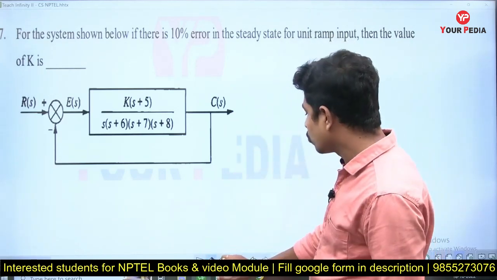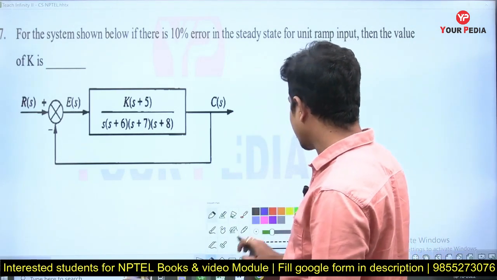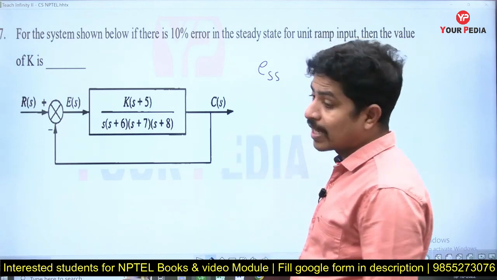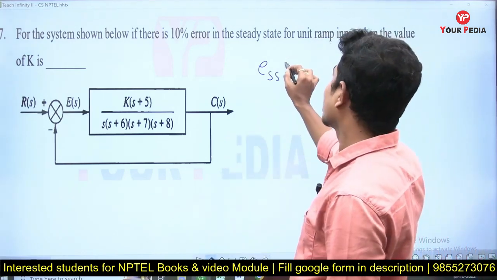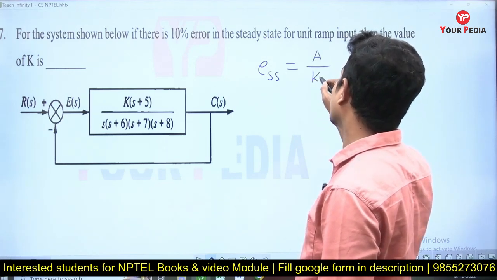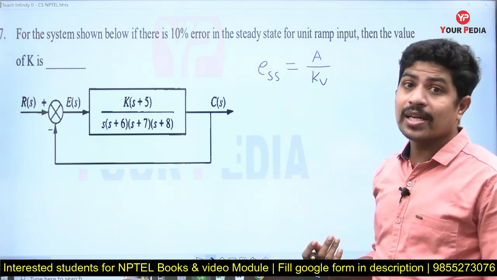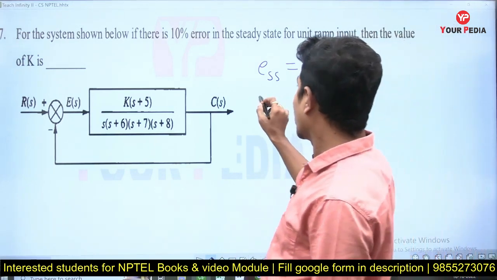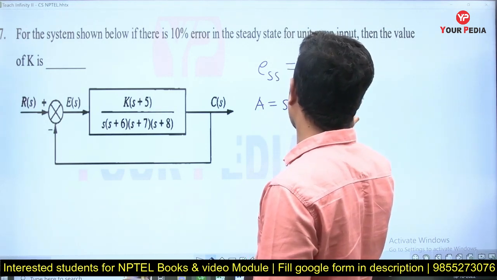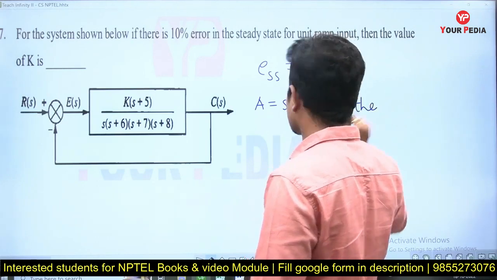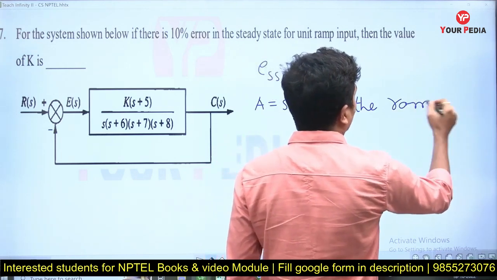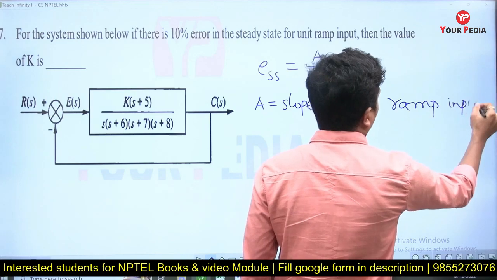So he's asking us to find steady state error, that is, the value of k. Steady state error for ramp input is equal to A by kV. But here we have to understand the value of A and kV carefully. What is A? A is the slope of the ramp input.